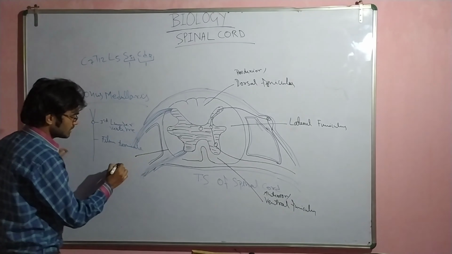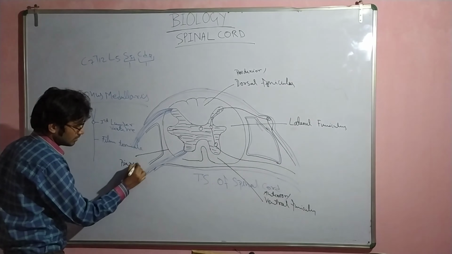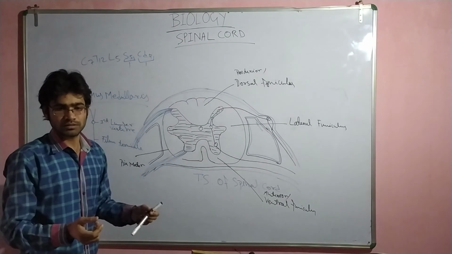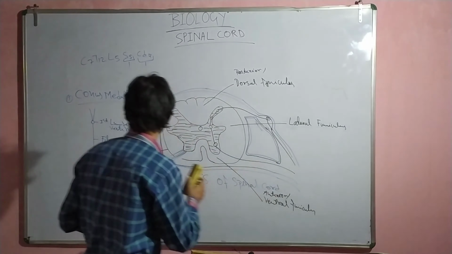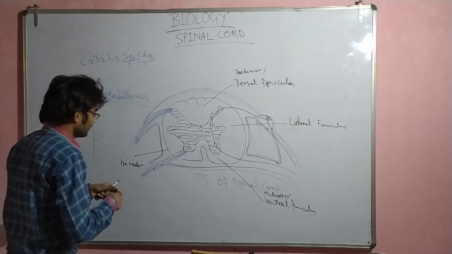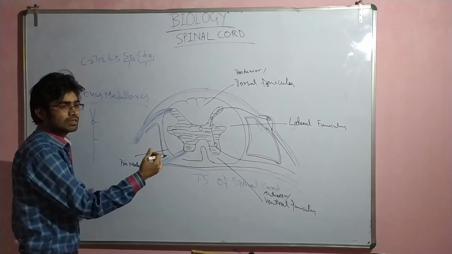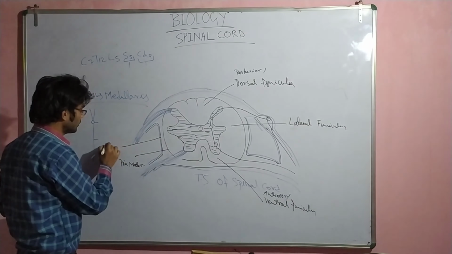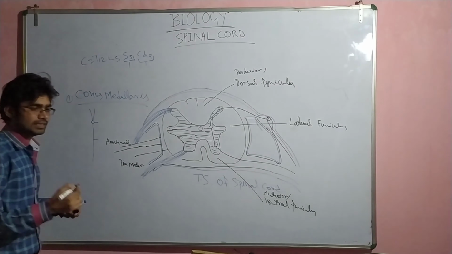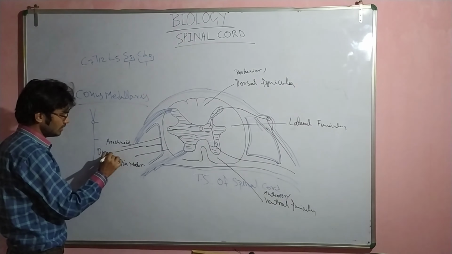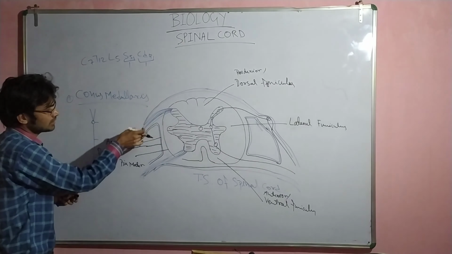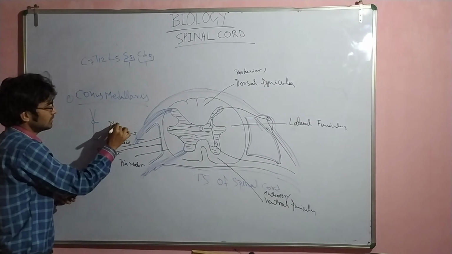So this is the pia mater. All the meninges are in the same sequence. This is the first meninges, vascular in nature. Then the second one is known as arachnoid, and the last one is known as dura mater. Dura mater, the tough one. Collectively it is called meninges. This bunch of fibers coming is known as nerve fibers.